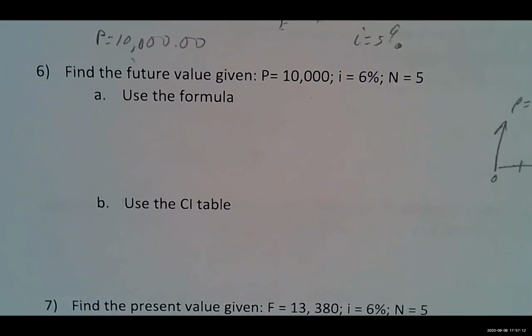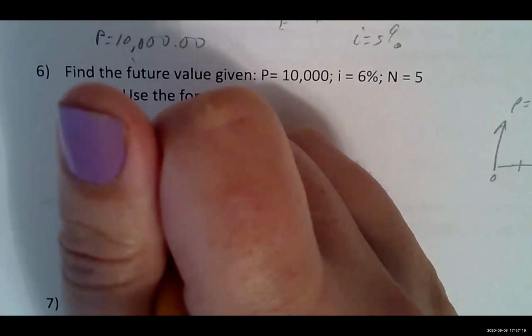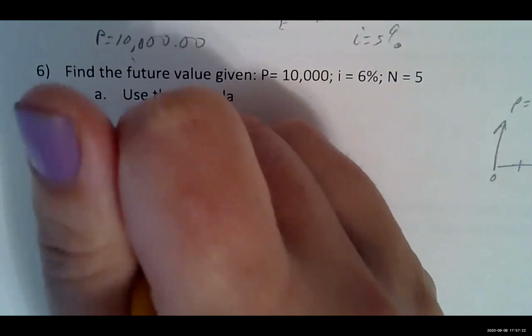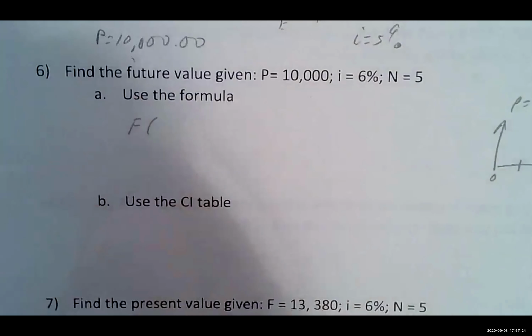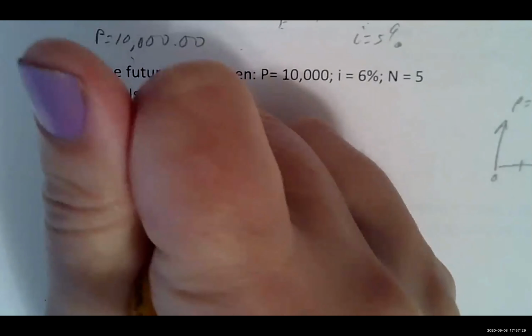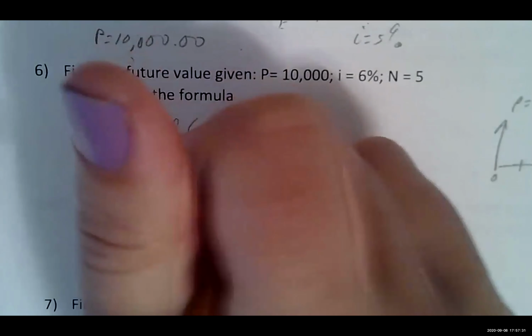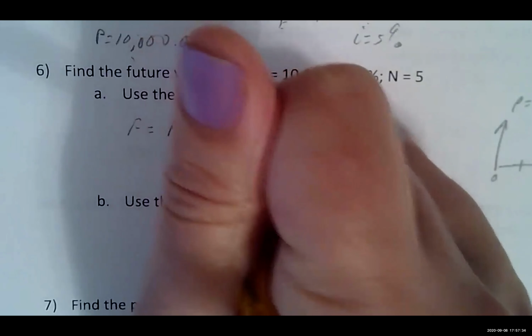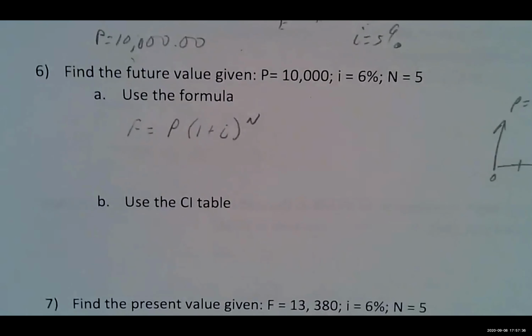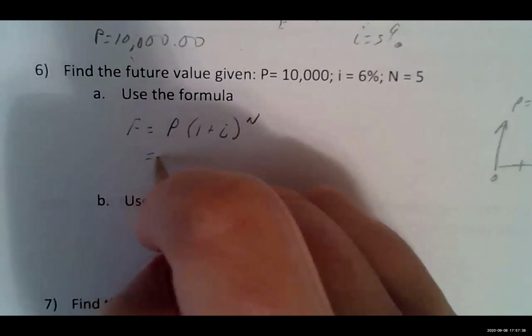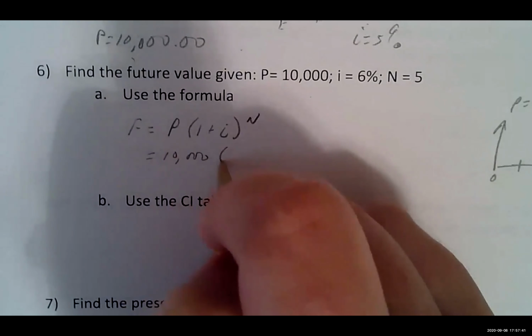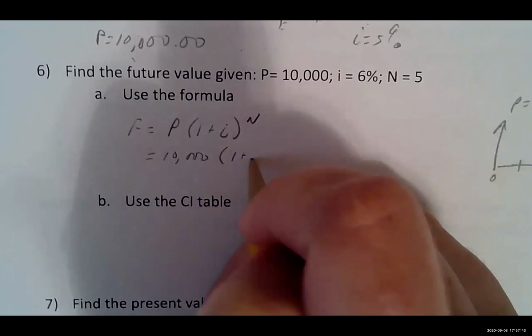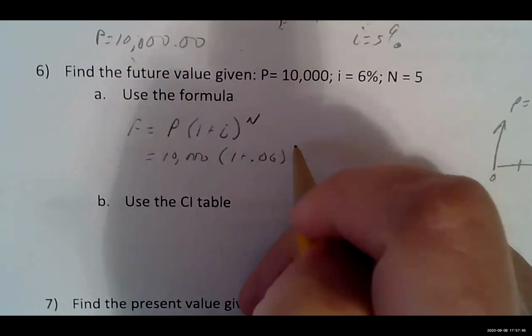Formula. Formula tells us that we have to find the future value. Future value is equal to the present value times 1 plus i to the n. So that is equal to $10,000 times 1 plus 0.06 to the 5th.